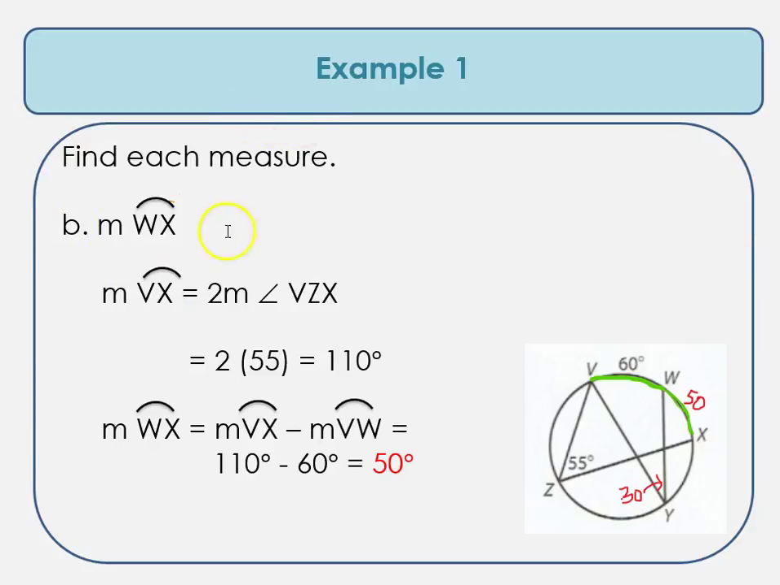Part B of example 1, we're going to find the measure of arc WX. One of the things we can look at is we have an angle measurement here. So this angle intercepts the arc VX, and the angle is 55 degrees, so arc VX would be 2 times that angle, which is 110, and we can subtract VW from VX, and 60 from 110 equals 50 degrees.